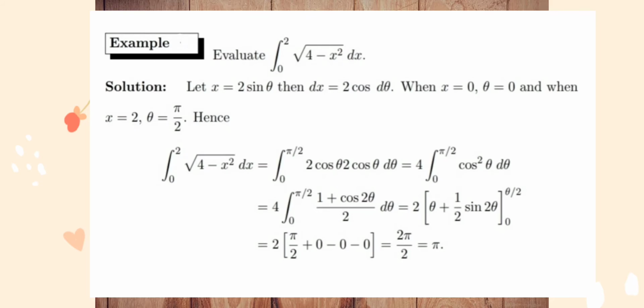Kita kira macam biasa, 2 darab 2 4, 4 integrate cos square theta d theta. And then kita apply double angle, 1 tambah cos 2 theta per 2 d theta. Selepas itu kita integrate, kita akan dapat 2 kurungan theta tambah 1 per 2 sin 2 theta. And then kita gantikan limit kosong dan pi per 2. Kita akan dapat 2 pi per 2 sama dengan pi.